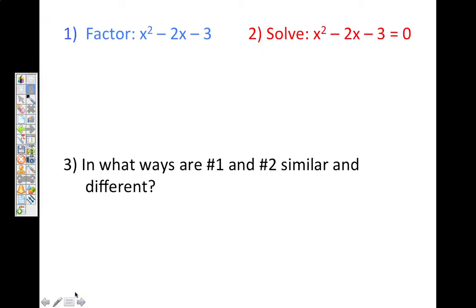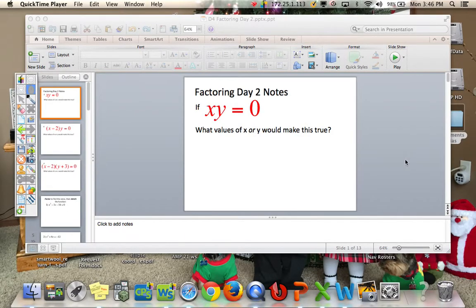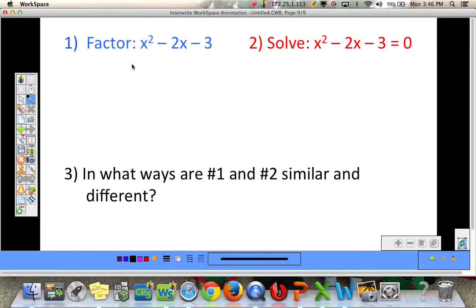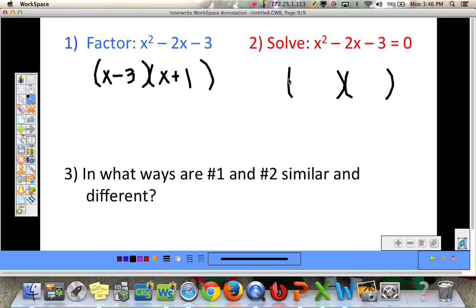Question: what's the difference between these two? One is factor, one is solve. Well, here's the difference. You can factor each one of them. If you factor them, it multiplies to negative 3 and adds to negative 2. So again, you'd use your box and circle. And it would be x minus 3, x plus 1 for each of them.